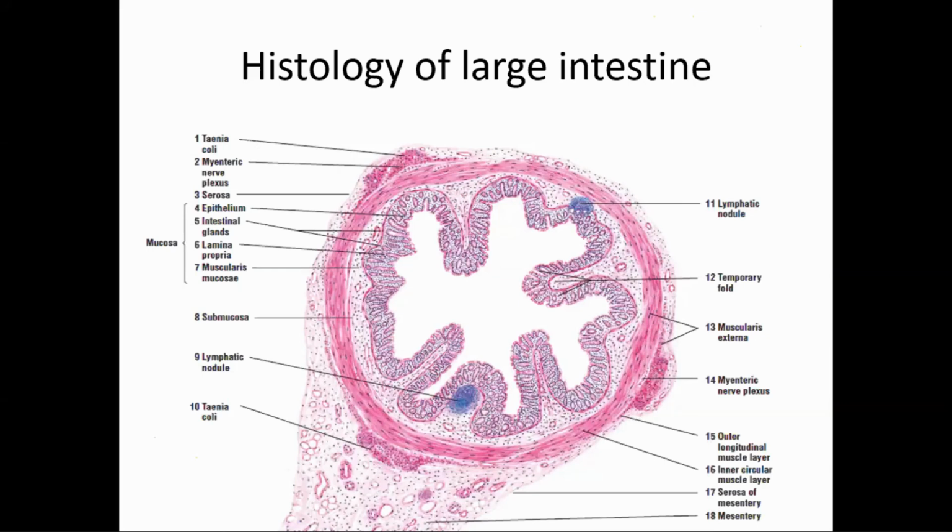Ampullary type: the appendix arises from the posterior-medial wall of the cecum, 2 cm distal to the ileocolic orifice. That is the normal position, or the adult type.